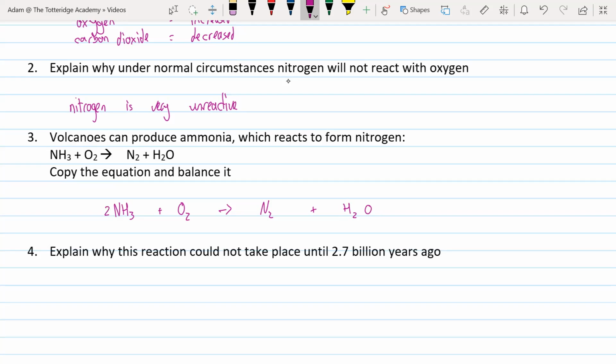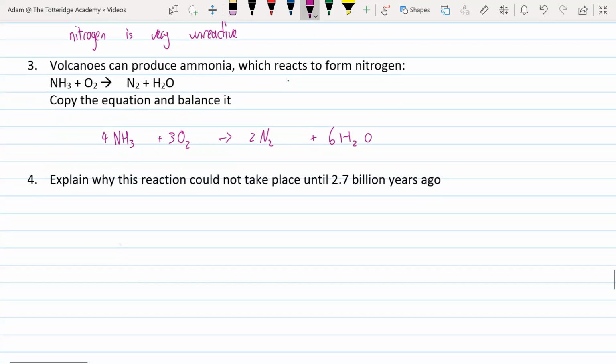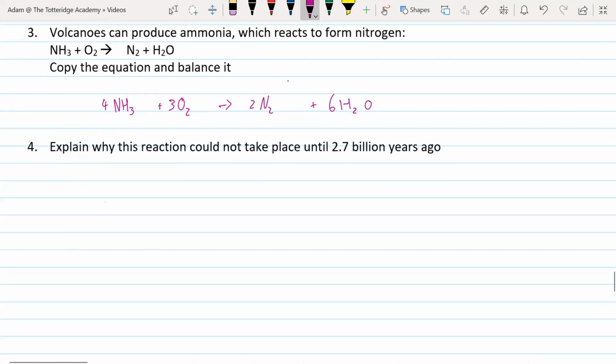I'm just going to quickly do it here. Let's make that a 4. Make that a 6. Make that 3, we'll make that 2. Yes, so we've got 4 nitrogens here, 4 nitrogens here, 12 hydrogens on the left, 12 hydrogens on the right, 6 oxygens on the left, 6 oxygens on the right. Bingo. Explain why this reaction could not take place until 2.7 billion years ago.